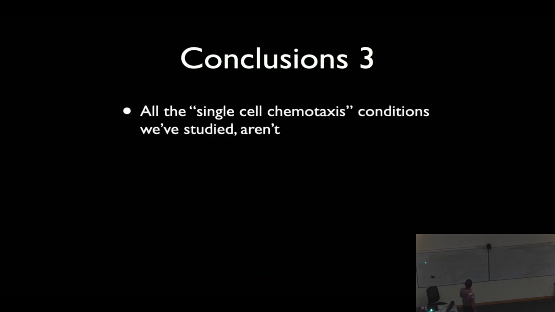Okay, so the final conclusions, because I'm running short of time. All of the single-cell chemotaxis conditions that we think we've studied aren't. You can study chemotaxis in single cells, but what's going on in your bodies and in any real situation is an interaction between different cells of the same class, and probably in the case of immune cells, different classes of immune cells as well, all responding to signals from one another and sending out signals to bring one another in.